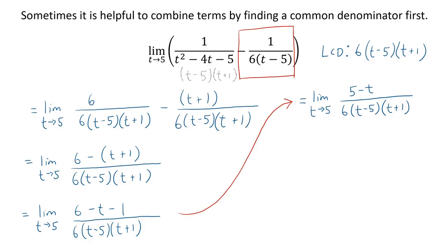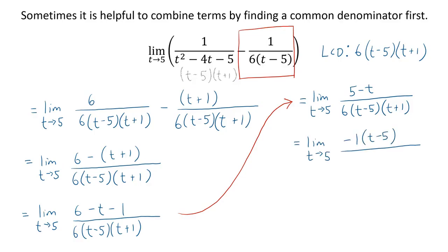Now at this point, since we've found a common denominator and combined our terms, we'll try to find the limit by using direct substitution. But when we do that, we notice that we get 0 over 0 indeterminate form again. So we're not done yet. So the question is, is there a way to simplify this fraction further so that we don't have 0 over 0?